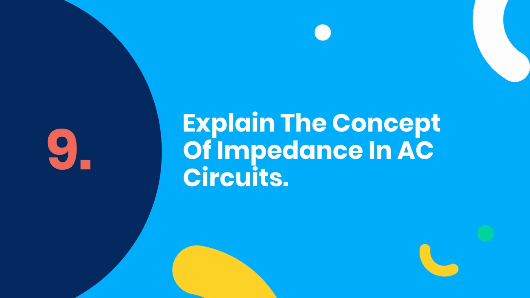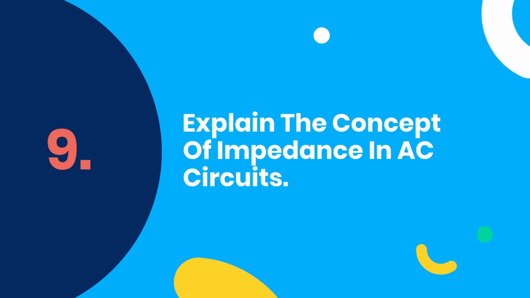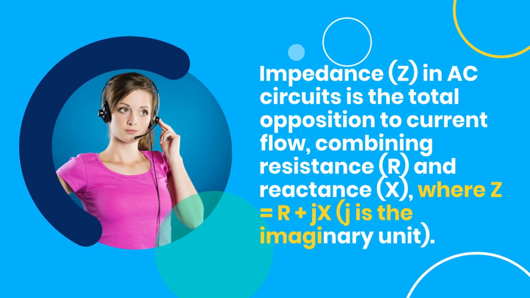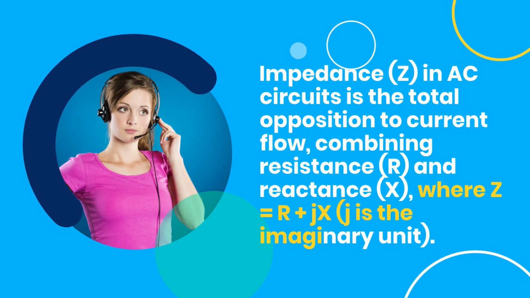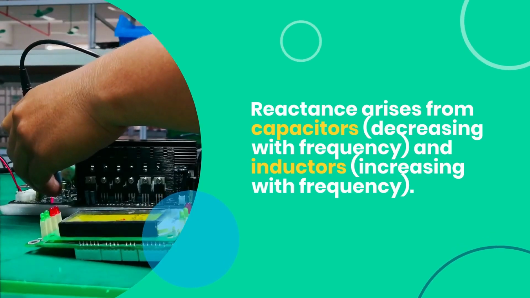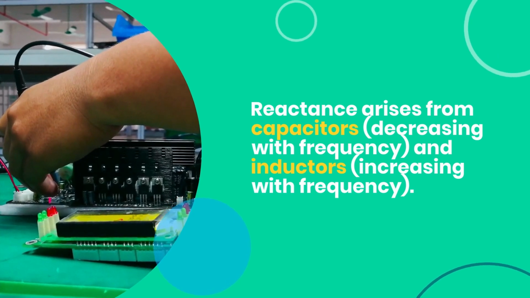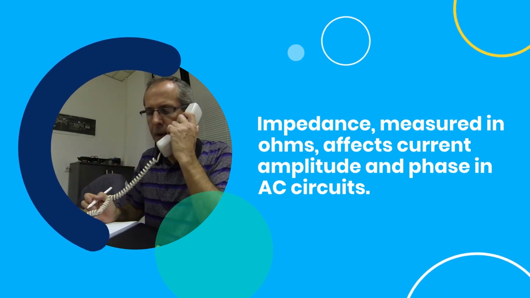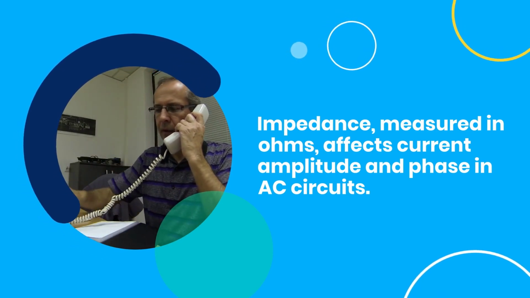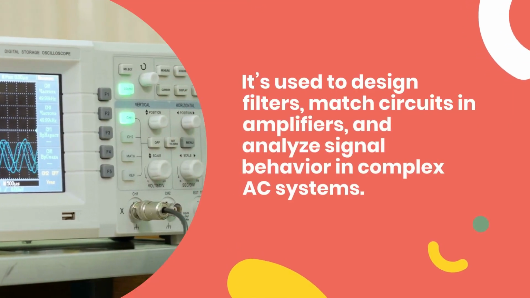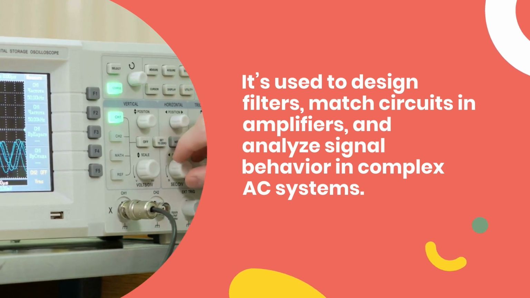9. Explain the concept of impedance in AC circuits. Impedance, Z, in AC circuits is the total opposition to current flow, combining resistance, R, and reactance, X, where Z equals R plus jX, and j is the imaginary unit. Reactance arises from capacitors, decreasing with frequency, and inductors, increasing with frequency. Impedance, measured in ohms, affects current amplitude and phase in AC circuits. It's used to design filters, match circuits and amplifiers, and analyze signal behavior in complex AC systems.